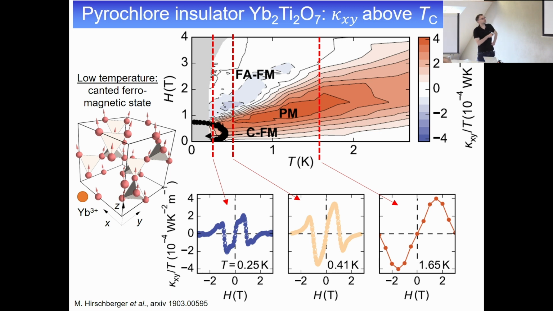And here what we observed is essentially that the thermal Hall effect becomes extremely large above TC, but this black curve here would be the ferromagnetic state, and the signal drops rapidly when we go below the long-range order transition. And here I'm plotting a variety of cuts through this data at different temperatures as a function of magnetic field.